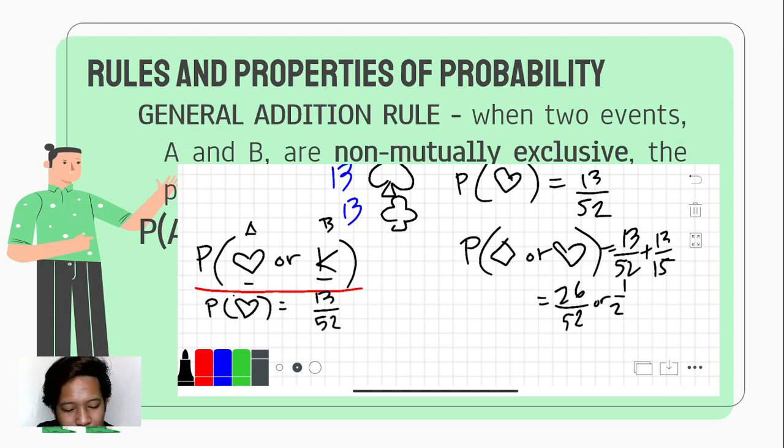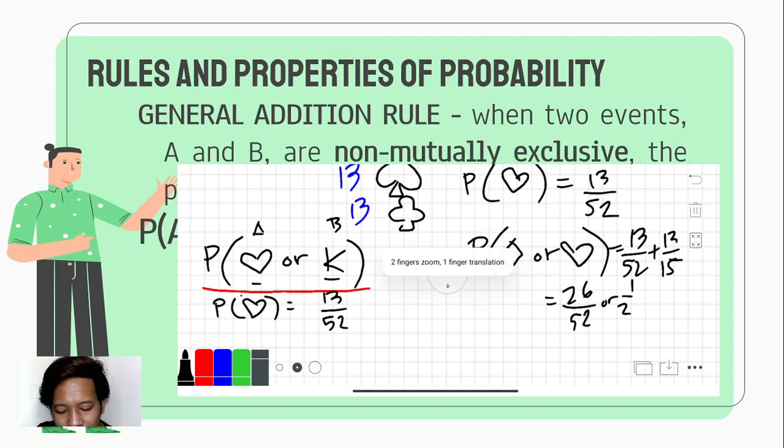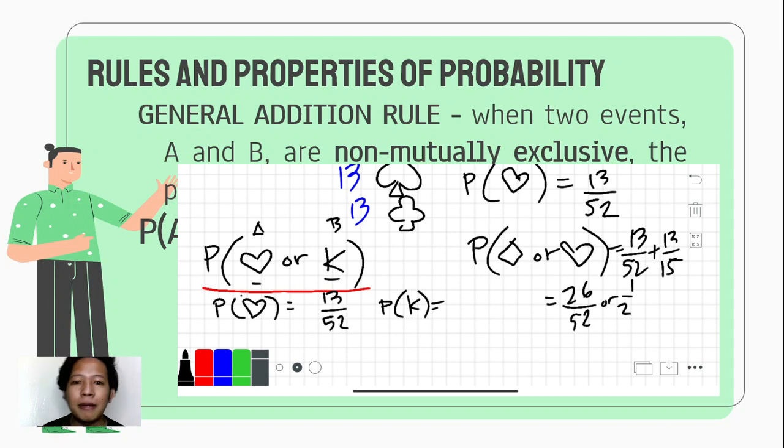And then, the probability of getting a king card. Ano ba yung probability ng king card? Ilan bang king ang meron tayo sa 52 deck? We have the king of hearts, we have the king of diamonds, we have the king of spades, the king of clubs. So ibig sabihin there are 4 kings. We have 4 over 52. That is the probability of getting a card of king.